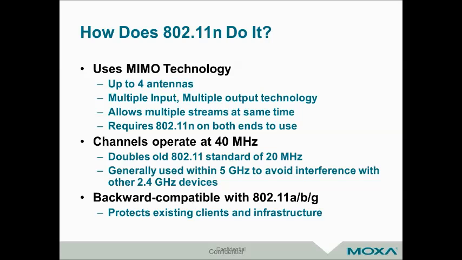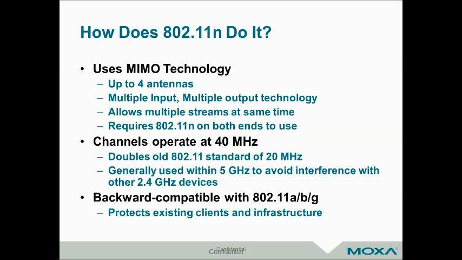So how does 802.11n do it? We talked about some of its great features, but at the core of 802.11n is a technology called MIMO, which stands for multiple in, multiple out. Essentially, it allows multiple streams to go across the antennas at the same time. So basically, the more MIMO antennas you have, the more streams are going to be sent out.